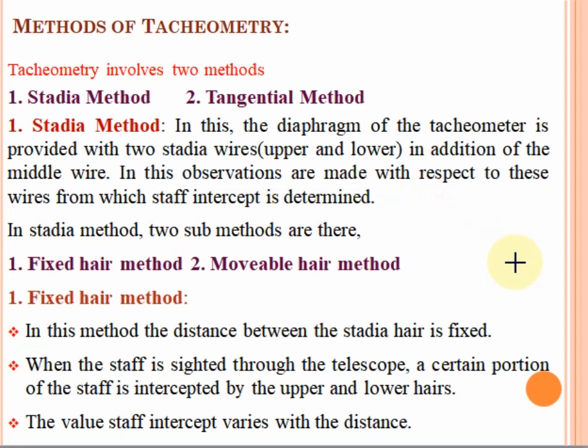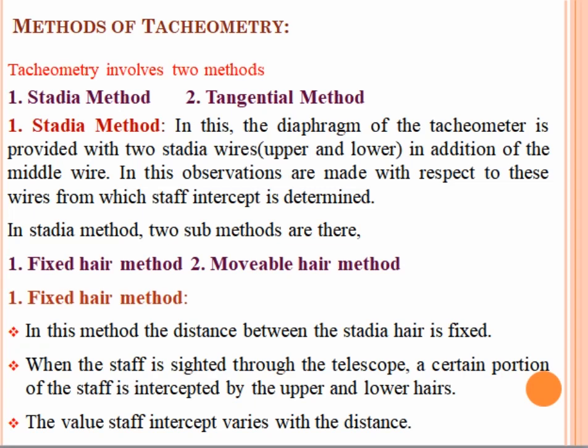So the methods of tachometry: first is the stadia method and second is the tangential method. But in your syllabus only the stadia method is included. In the stadia method, the diaphragm of the tachometer is provided with two stadia wires, upper and lower, in addition to the middle wire. Observations are made with respect to these wires, from which the staff intercept is determined.